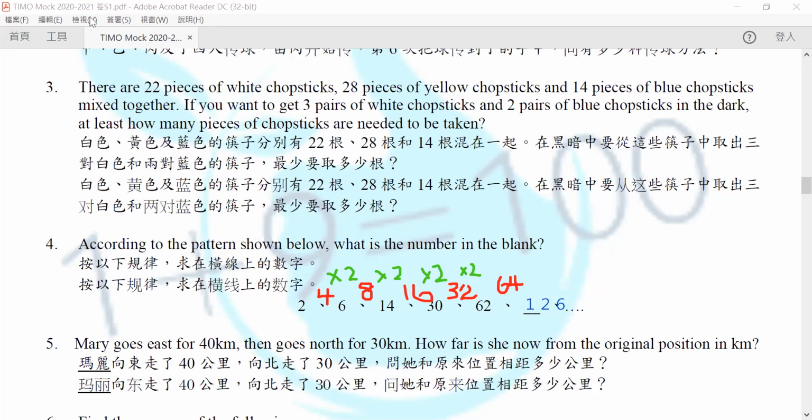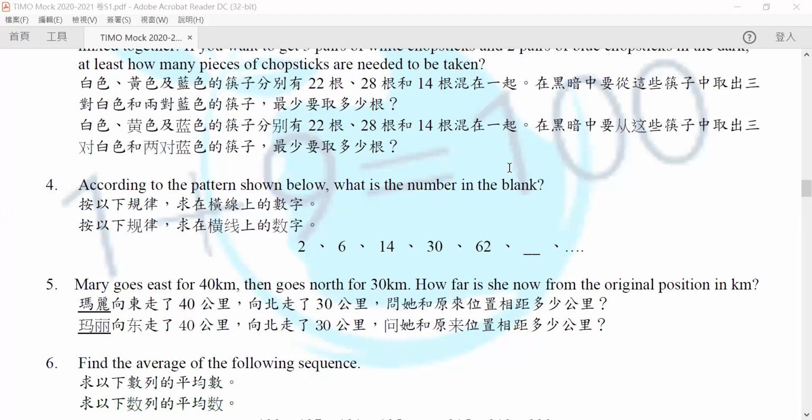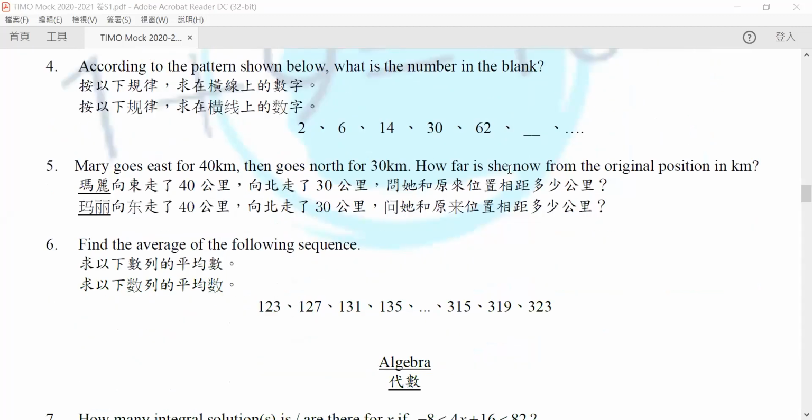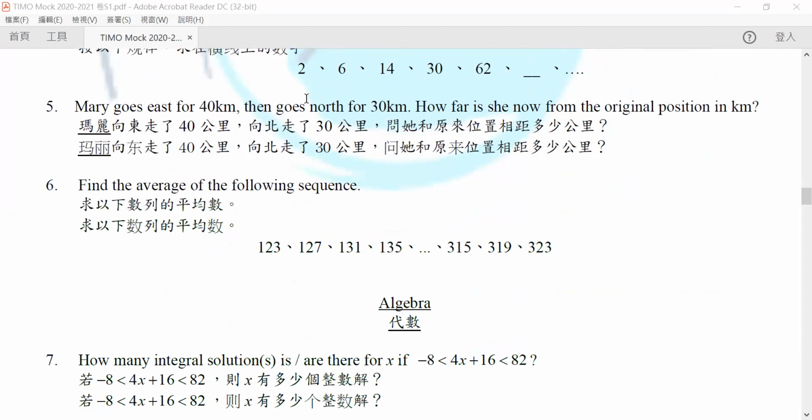Okay. Now, question 5. Mary goes east for 40 kilometers and then goes north for 30 kilometers. How far is she now from the original position? So if we draw it, initially Mary is in here. So she goes east 40 kilometers, and then goes north 30 kilometers. So she goes to here.